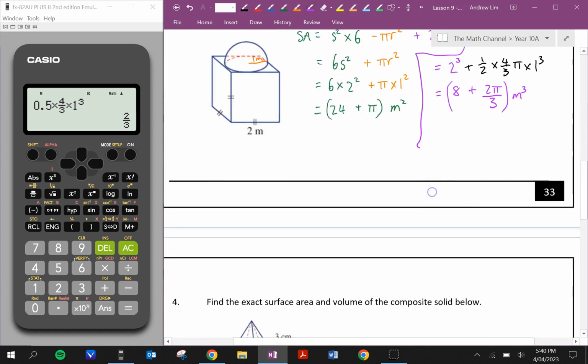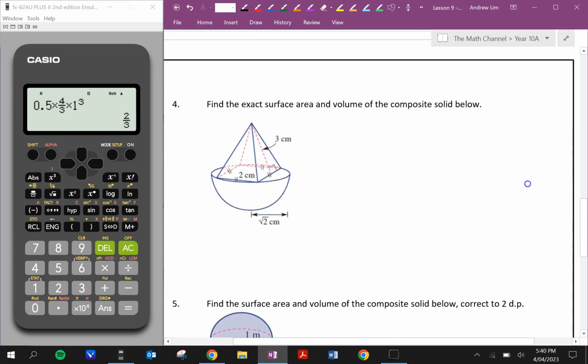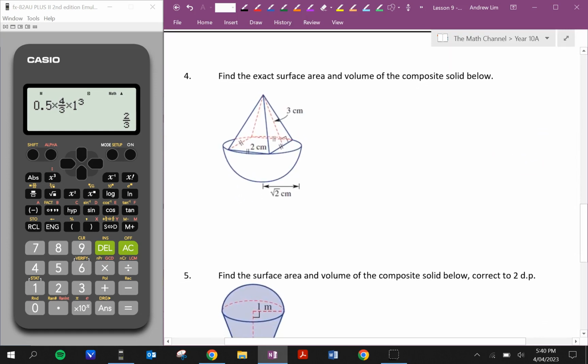Alright, let's move on. Question 4. Find the exact surface area and volume of the composite solid below. Alright, maybe pause the video, have a go with this one.